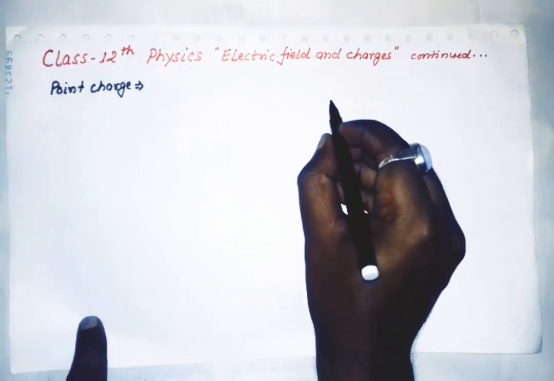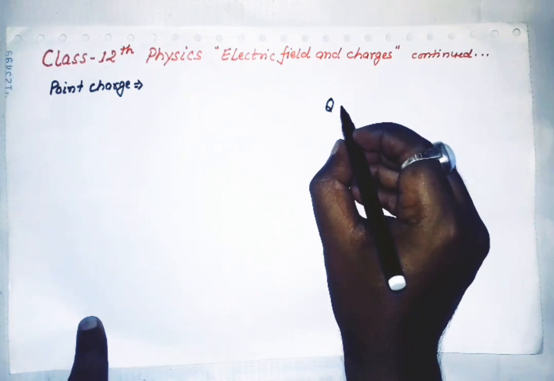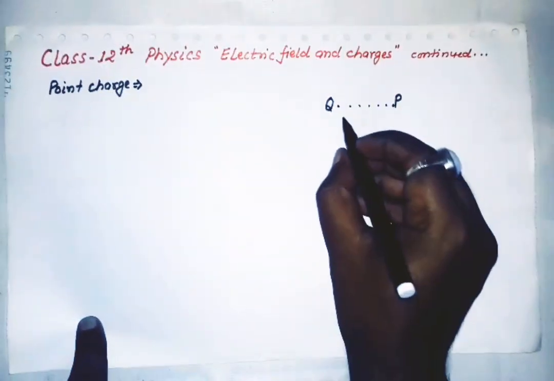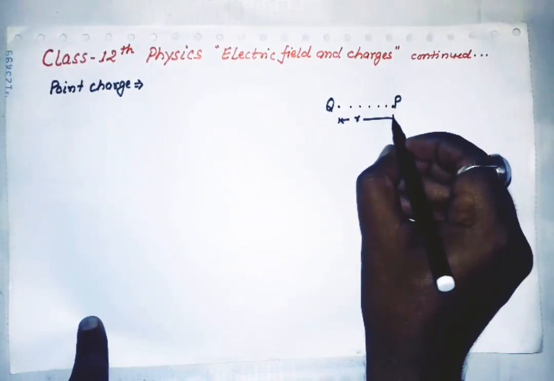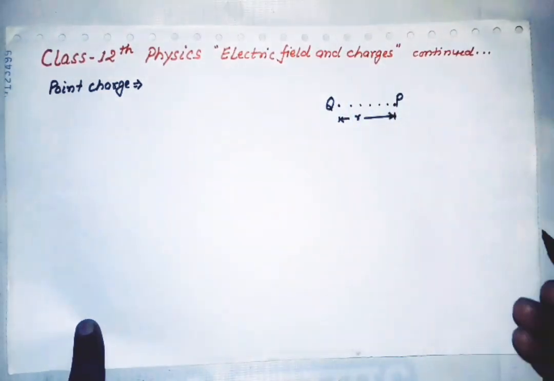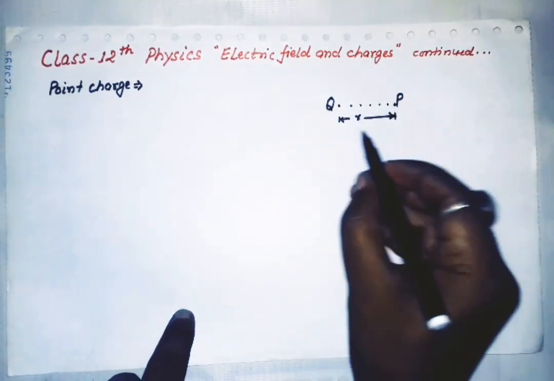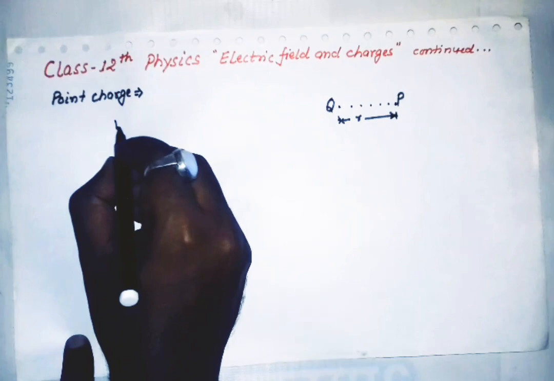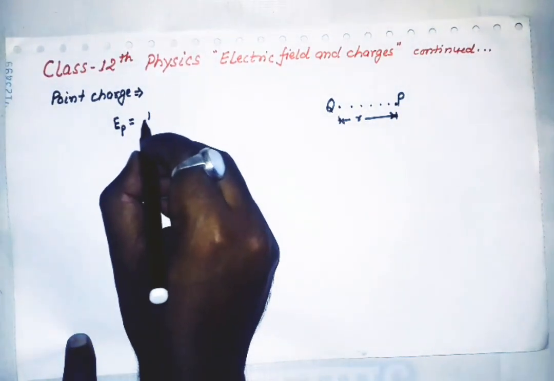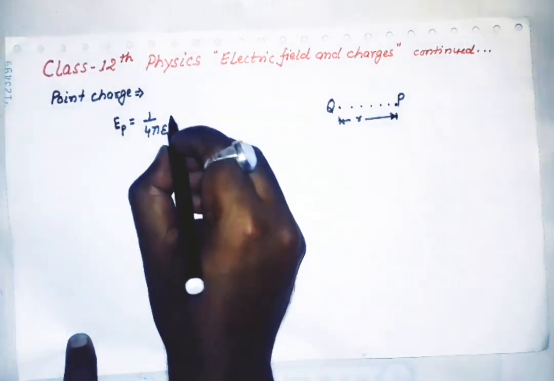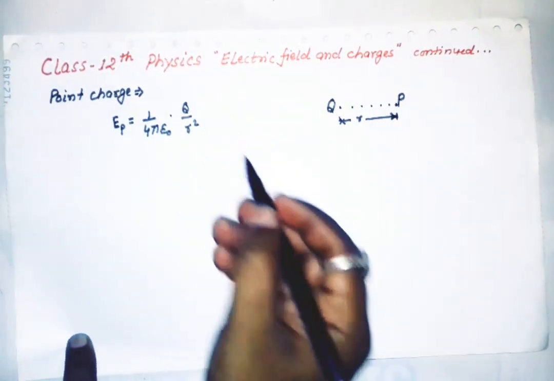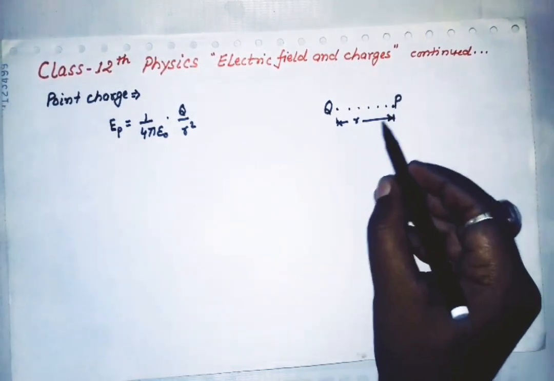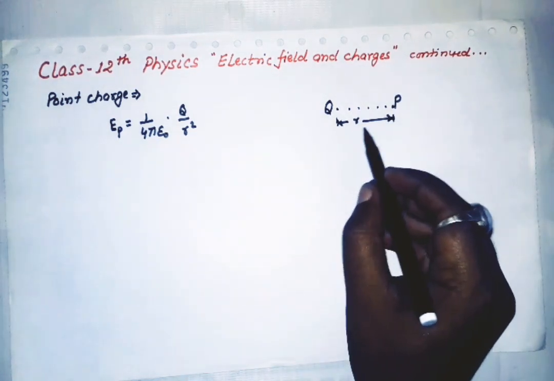So a point charge produces its electric field at a point P, which is at distance r from the source charge or point charge, and this electric field is given by E_P equal to 1/4 pi epsilon naught q by r square. So this is the electric field produced due to the point charge at a point P, which is at r distance.